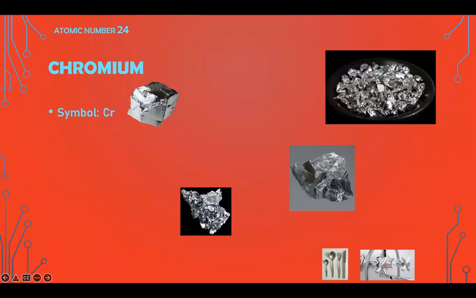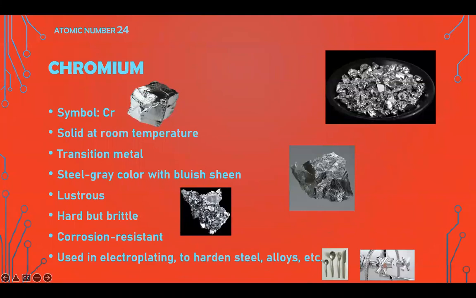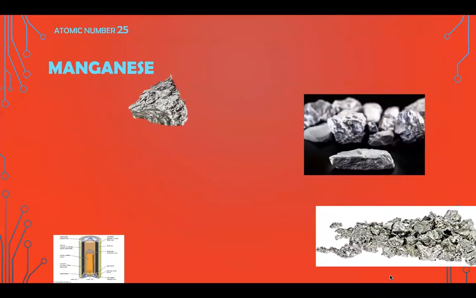Chromium. Its symbol is Cr. It's a solid at room temperature. Chromium is a transition metal like most other metals. Chromium has a grayish color with a bluish sheen or a bluish tint, just like vanadium. Chromium is also pretty lustrous. It is hard, although it is a bit brittle, which means it can break pretty easily. Chromium, like the previous elements, is corrosion resistant. It is used in electroplating to harden steel, to make other alloys and multiple other things.